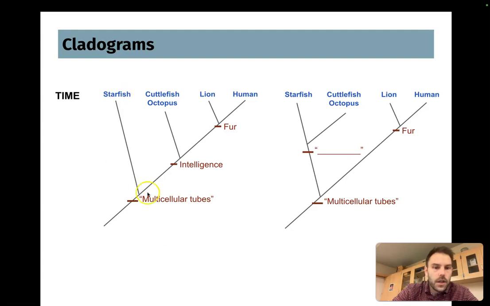All right, starfish, and all these organisms, they are multicellular tubes. Their common ancestor was a multicellular tube. Now over here, similar thing, right? Fur is a common trait of the common ancestor, multicellular tube. The reason I left this blank here is just different groups had different answers. So our goal today is to figure out which one of these cladograms is correct.